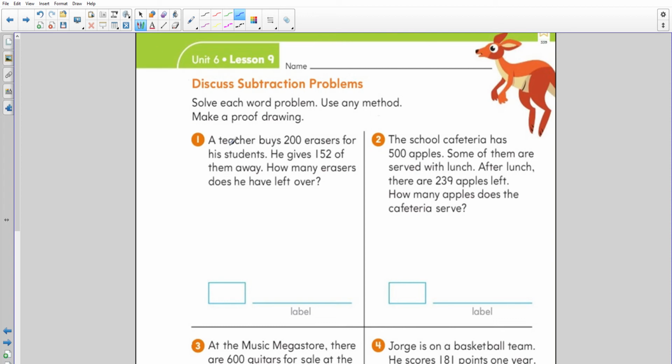Story problem number 1. A teacher buys 200 erasers for his students. Where have I seen this before? He gives 152 of them away. How many erasers does he have left? I see he has 200 erasers, gives 152 of them away, and we're looking for erasers.